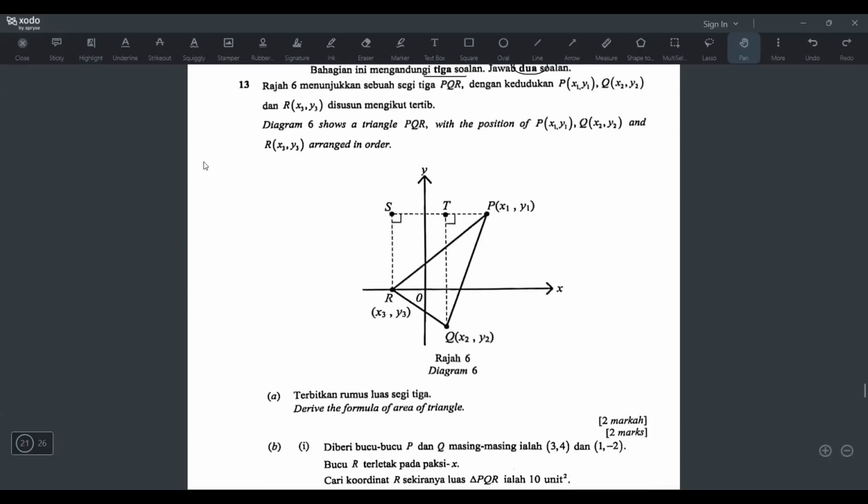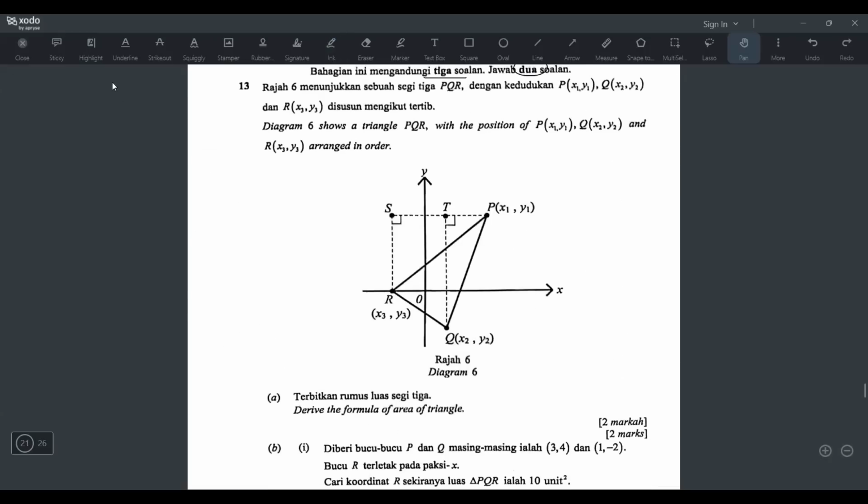Let me just tell you the steps first, how to derive. Let me use a highlight and show you. Use red color. If you want to derive the formula to find the area of this triangle, the method is like this. Did you see they drew some dotted lines here? This dotted line will help us. So what you have to do is look at this dotted line first.